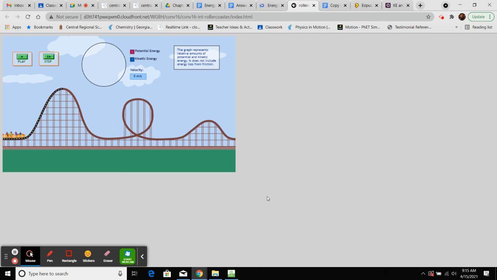And now to screenshot, I can't tell you guys how to do it on your computer. But now here, look at the play button. Red is going to be potential energy, blue is going to be kinetic. So if you hit play, look how the potential energy gets big. It's at the highest at its very height.